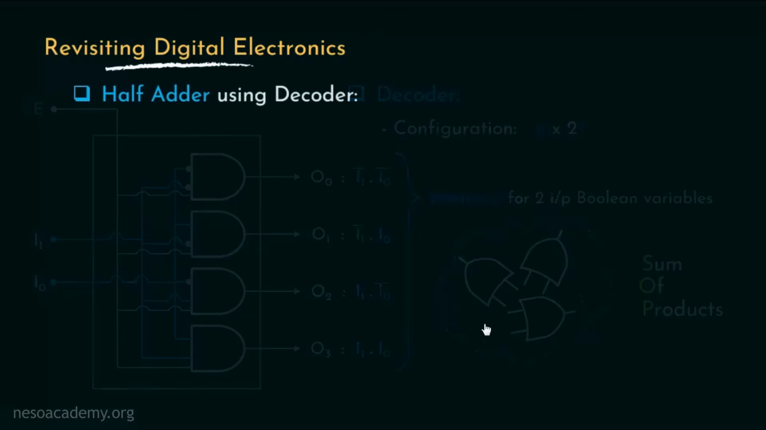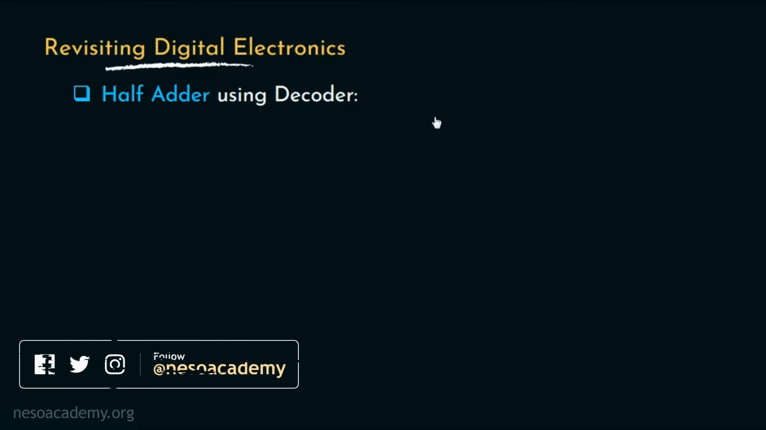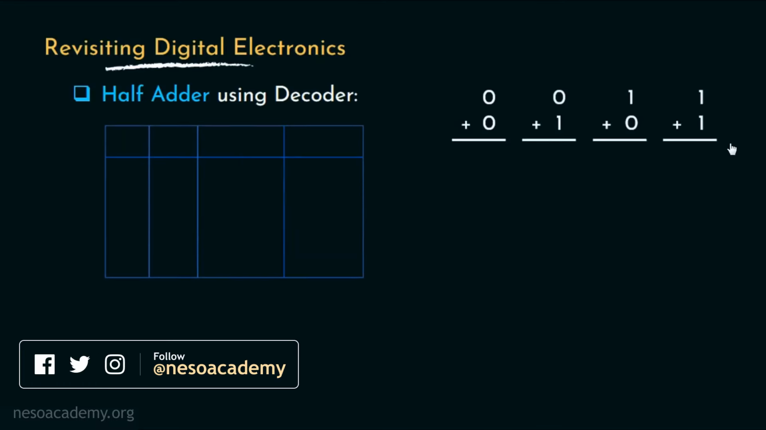Now let's try to construct the half adder circuit using a decoder, shall we? You all remember the half adder, right? It is basically the circuit that helps us add two binary inputs or bits. Now these are all possible combinations for two input bits. So when we add 0 and 0, we get the sum as 0 and also the carry as 0.